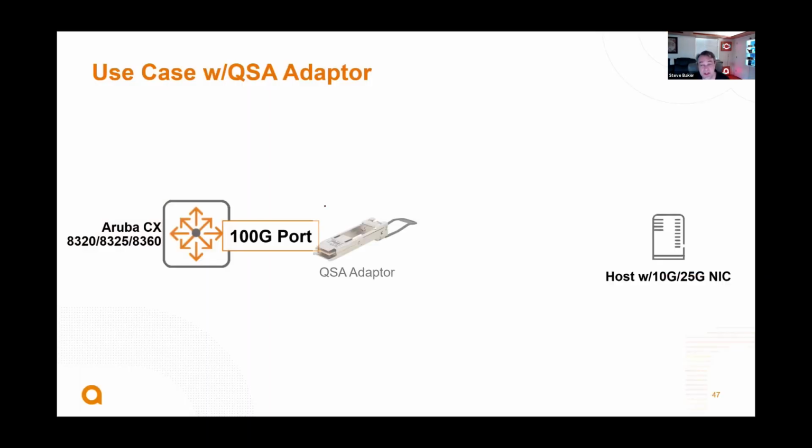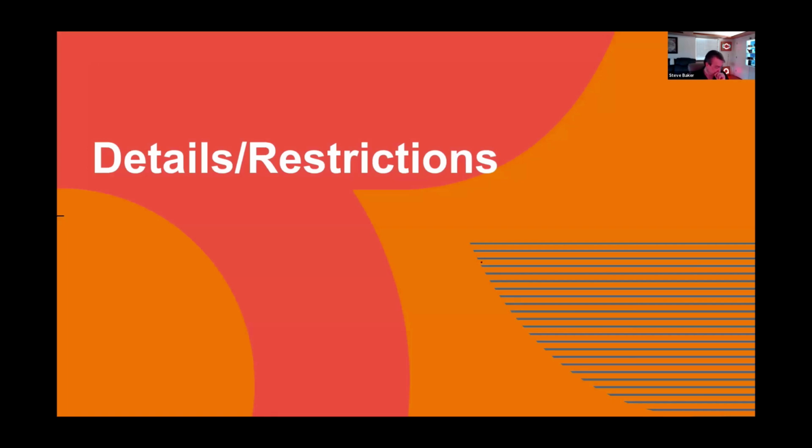So it's a simple use case, right? I've got a 100 gig port and I just simply need a 10 or 25 gig connection into a host device. This adapter will convert that 100 gig port into either a 10 or 25 gig port that I can use with my 10 or 25 gig optic. There are a few restrictions that we should note.